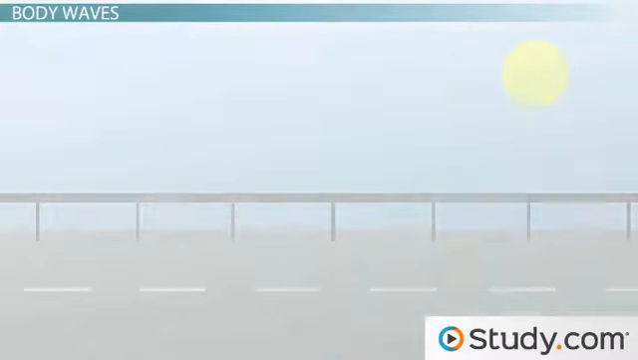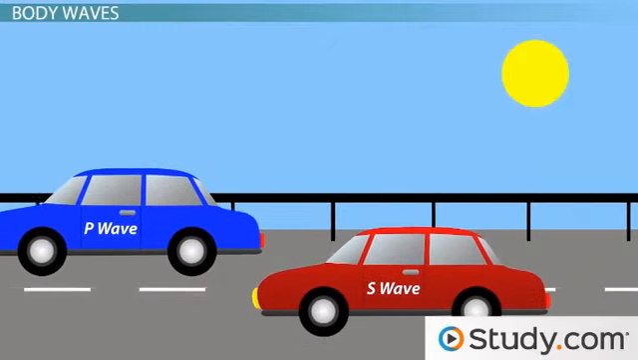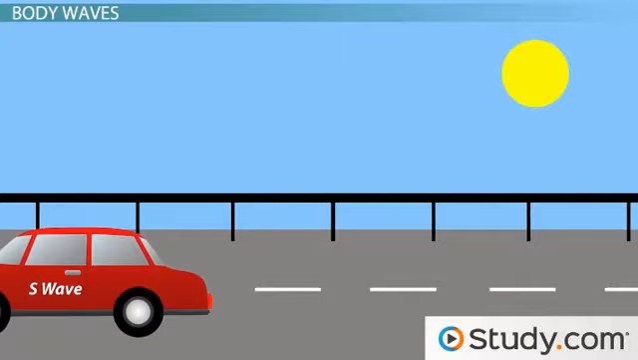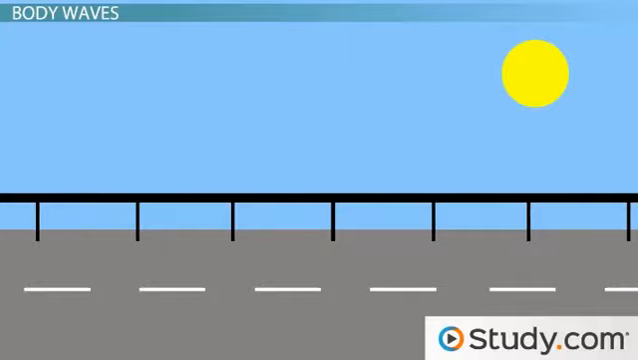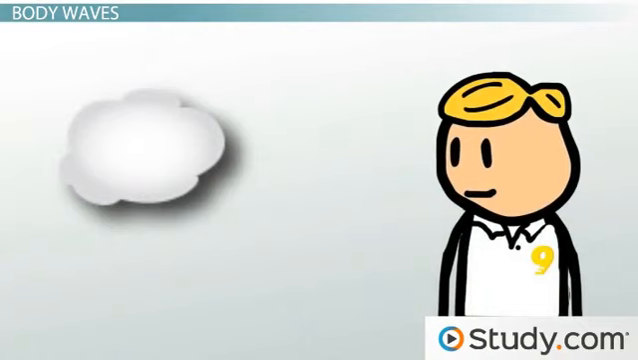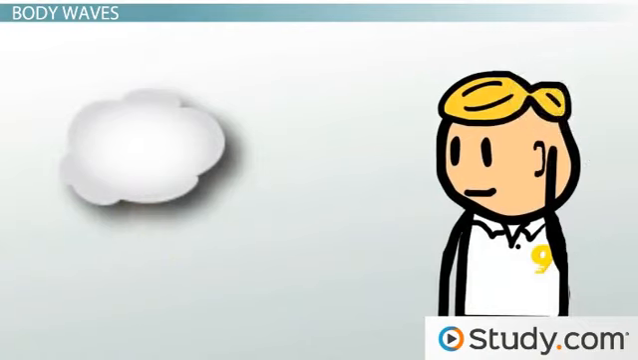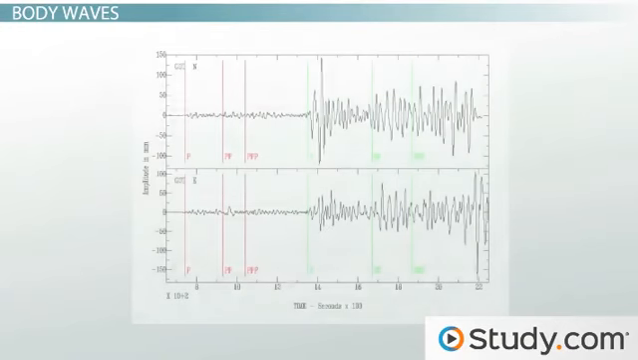Primary and secondary waves are named as such because of how fast they travel. P waves are the fastest seismic waves, and secondary waves are the second fastest. Think of these like thunder and lightning. Light travels faster than sound, so you see the lightning before you hear the thunder, even though they come from the same source. Body waves are the same.